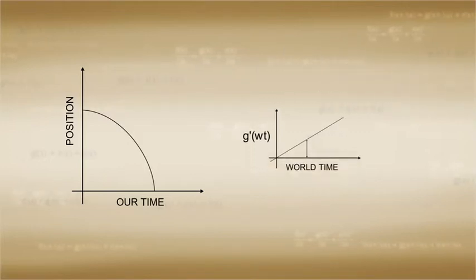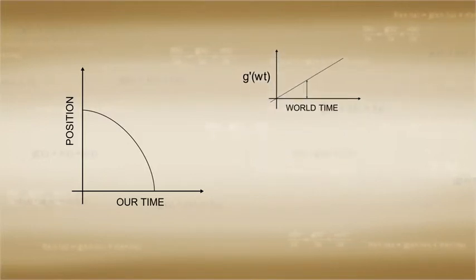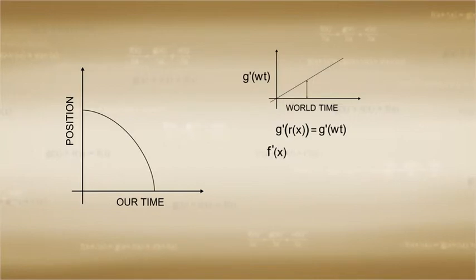We should disregard the derivative of g of x, which tells us the rate of change of the ball position in our time, and instead consider the derivative of g of r of x. That describes how the ball position changes at a point in world time that corresponds to our point in time. This means that the derivative of f of x is actually now equal to the derivative of g of r of x times the derivative of r of x.